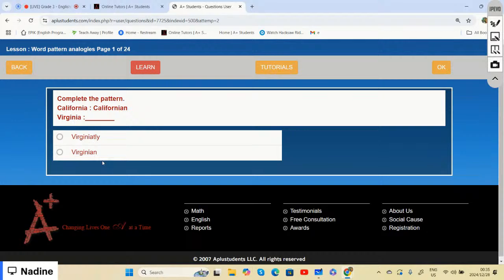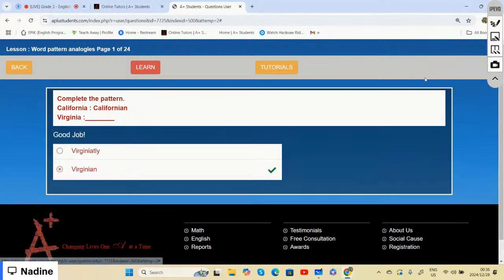So option one or option two. If you're from California, it makes you Californian. But if you're from Virginia, does option one make you Virginiately, or does option two make you Virginian? All right, so our answer is, yes, well done. You are Virginian. Option two. Well done.